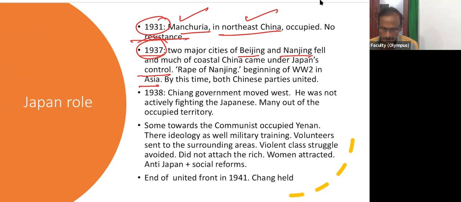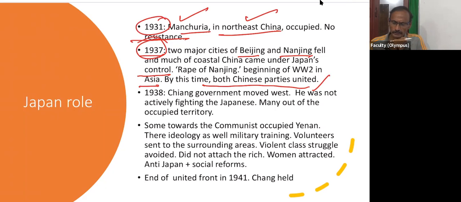And by this time, both the parties united. Why did they get united? There was a fight, but the Chinese invasion brought them together. Okay. But if they were together, then why did they fight once again? Because their calculations were different.